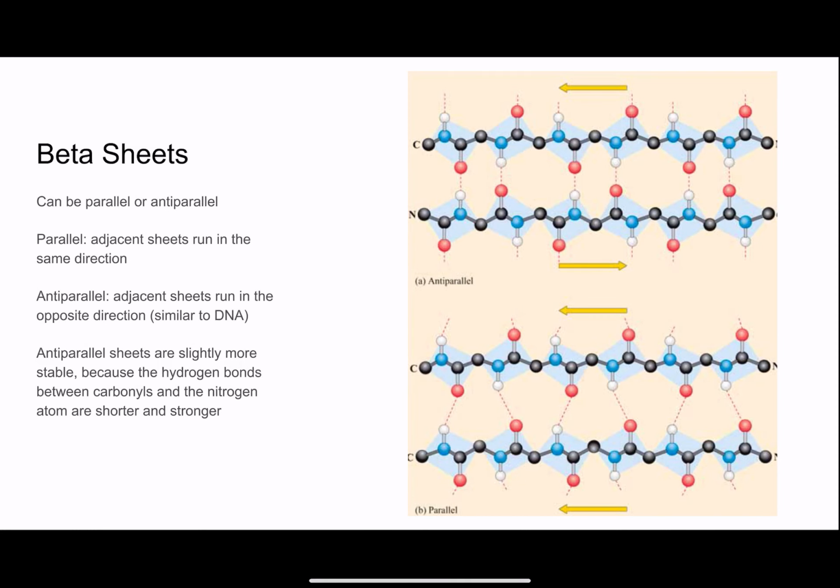Beta sheets are the second type of secondary structure and are produced when strands of the polypeptides run parallel or anti-parallel next to each other. In a parallel beta sheet formation, the strands are all running in the same direction, while in the anti-parallel formation, the strands alternate running in one direction and the other direction, similar to how the strands in DNA run in opposite directions. The anti-parallel beta sheet is a more stable configuration since it allows nitrogen atoms and carbonyls on adjacent sheets to align more closely and form straighter and thus shorter hydrogen bonds, which make them stronger and more stable.